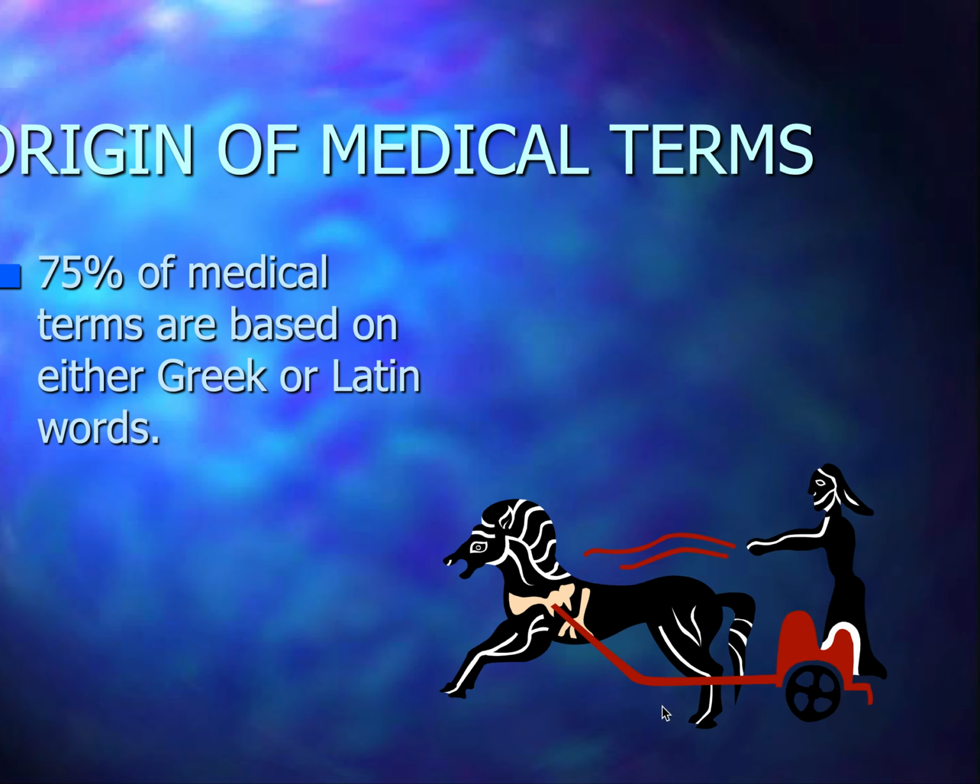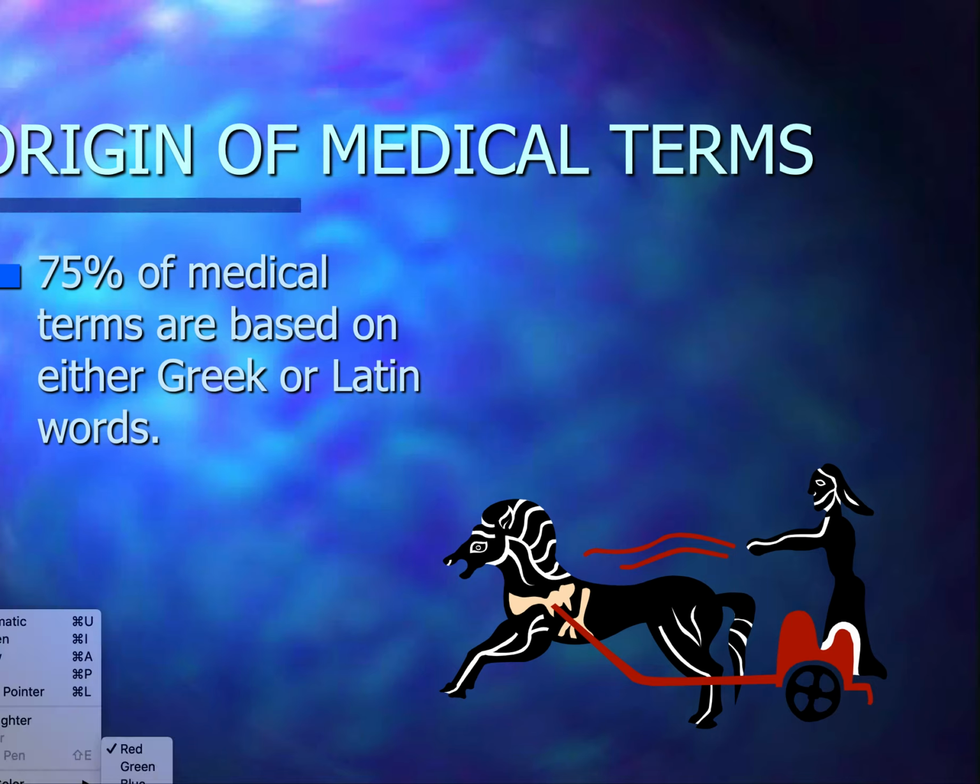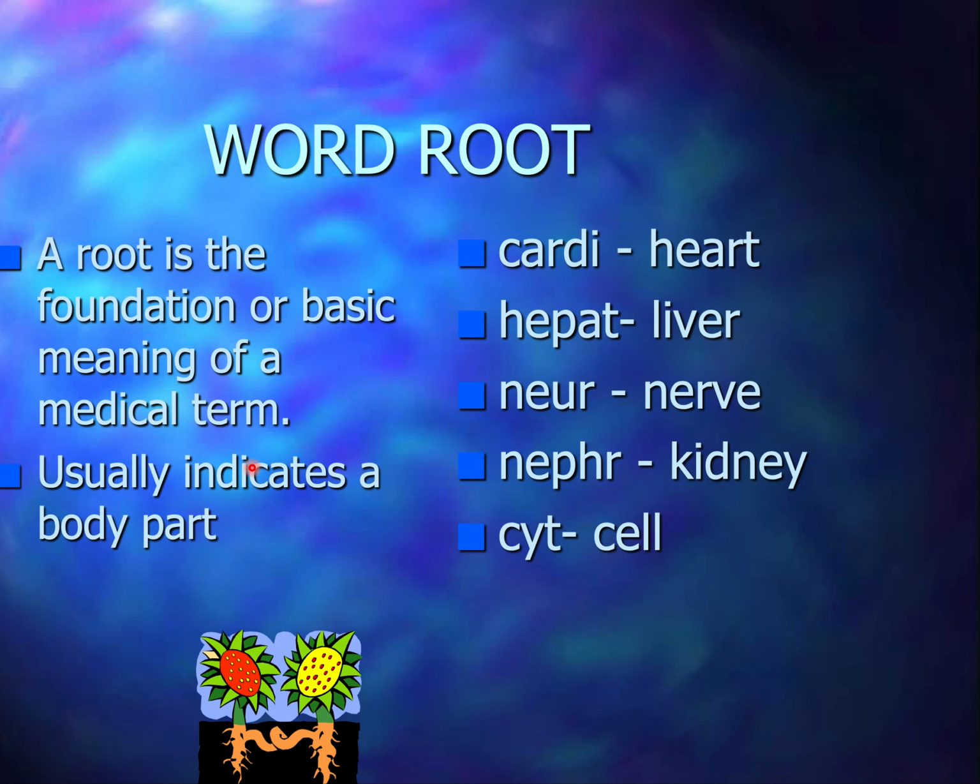The origin of medical terms: 70% of medical terms are based on either Greek or Latin words. What's the difference between Greek and Latin? Just for your knowledge, Greek represents the eastern part of the Roman Empire, and the Latin language is used by the western part. Anyway, what I want you to know is that most of our medical terms derive from the Greek or Latin languages.